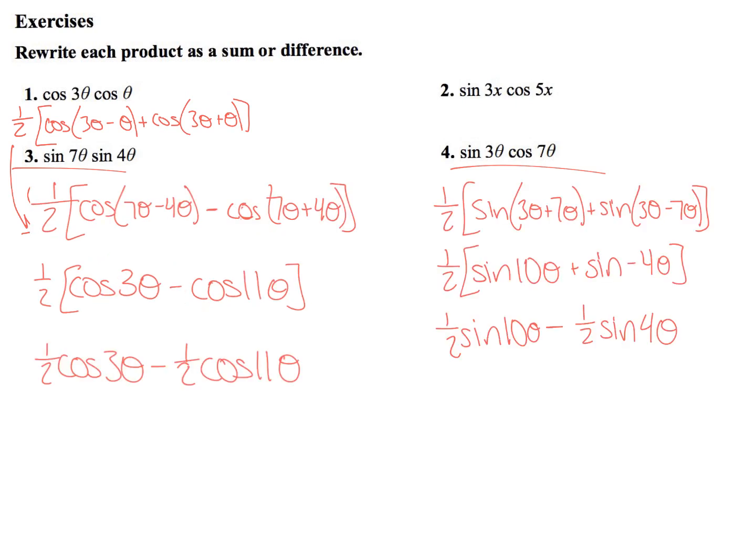Okay, now here are your answers. Now don't forget that going from the step of sine of negative 4 theta, that negative comes on the outside. So that's how you get a minus 1/2 sine 4 theta. All right, hope this is going well. We're going to move on to the next piece, and now that's taking it from sum difference into product.